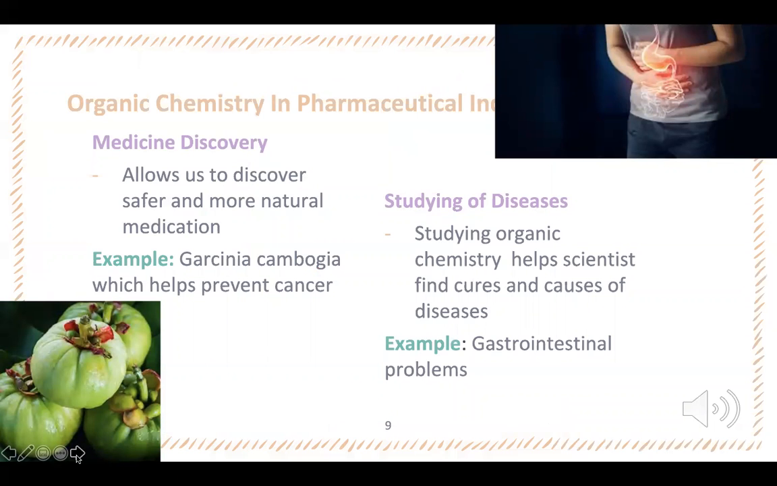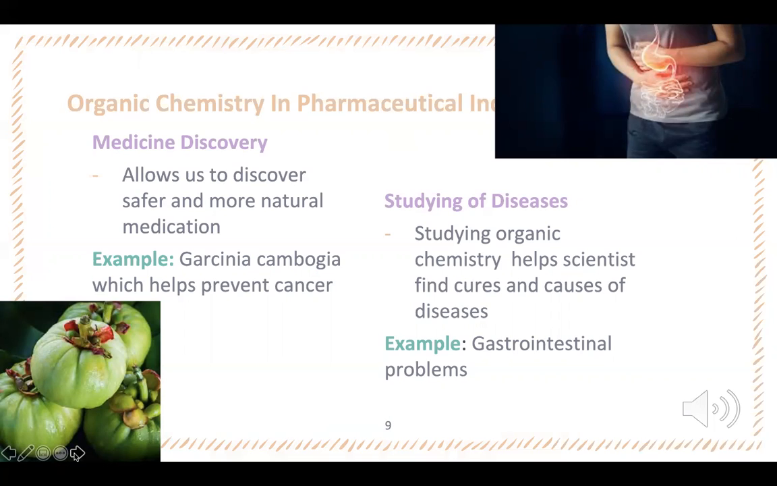Organic chemistry is very important in the pharmaceutical industry. To start, it has helped us to discover safer and more natural medication. Medicine that comes from organic compounds is more secure than medicine that is found from laboratory experiments. One example is Garcinia cambogia, which is from mangosteen, which has been shown to help prevent and treat cancer. It has helped people fight against breast cancer, lung cancer, neck cancer, colon cancer, and leukemia. The main constituents in it are hydroxycitric acid lactone and oxalic acid. Due to its properties, it has been shown in different studies that it suppresses the development of cancer.